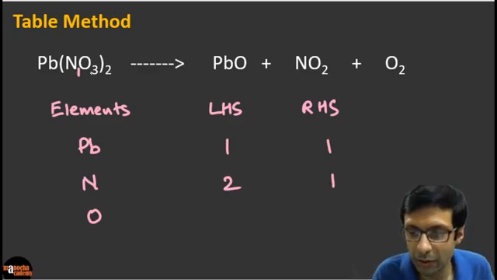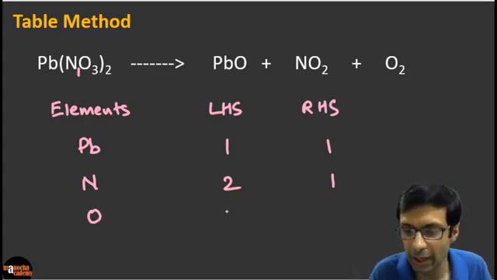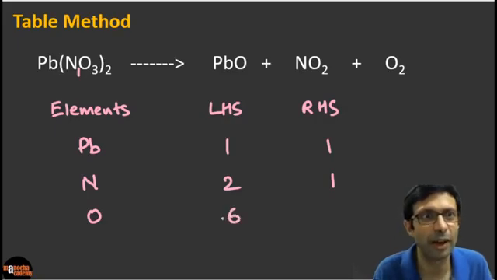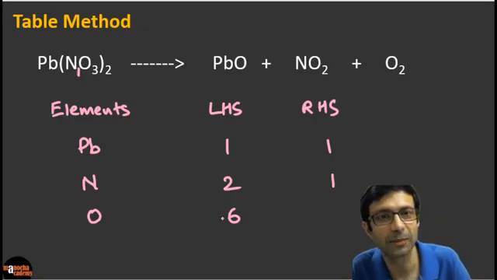Now let's see how many oxygen atoms on the left side. So oxygen is 3 times 2. Can you see that, guys? So it's 3 times 2, so that's going to be 6 oxygen on the left. Okay, very good. 6 is the right answer. And how many oxygen on the right side, guys?